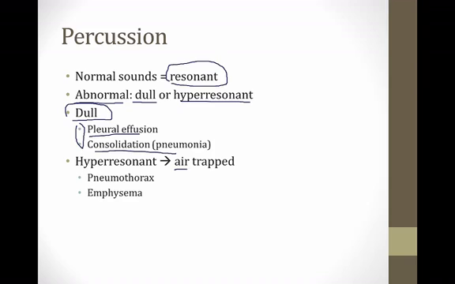Hyperresonant sounds occur when there's air trapped. So they're resonant like normal sounds, but they're just more resonant than usual. These are difficult to detect on actual physical exam. But hyperresonant sounds occur in things like pneumothorax and emphysema. These are all situations where there's extra air inside the rib cage, and that's why you hear hyperresonant sounds.